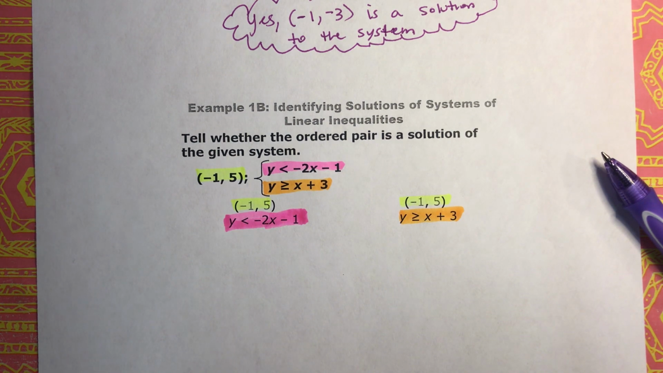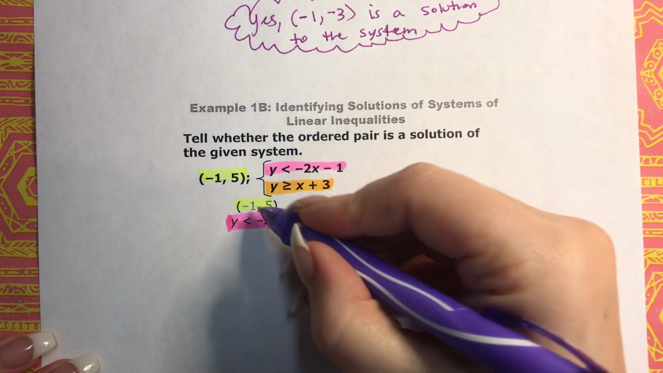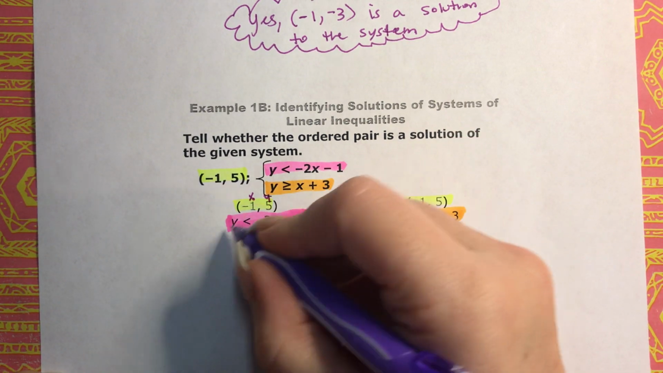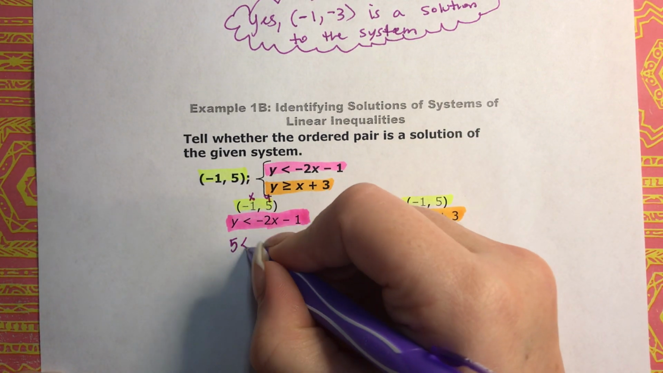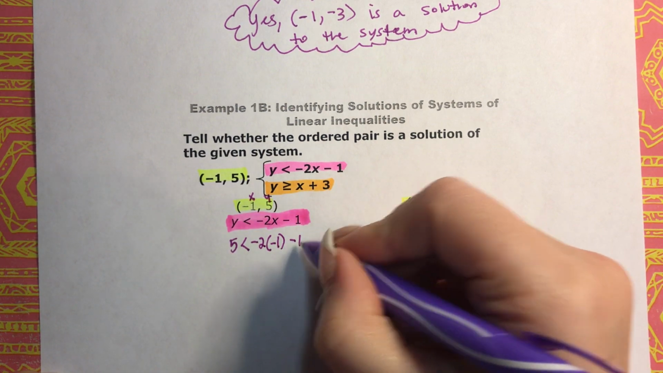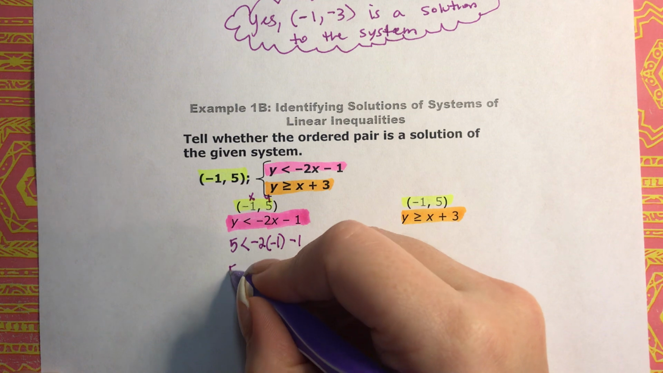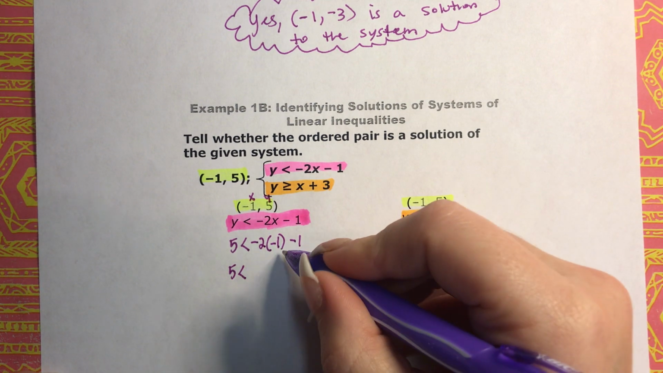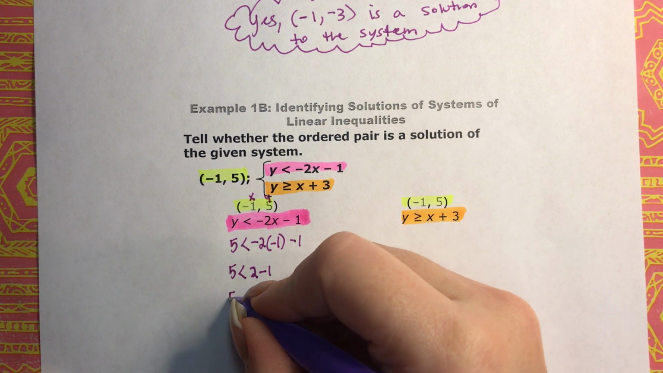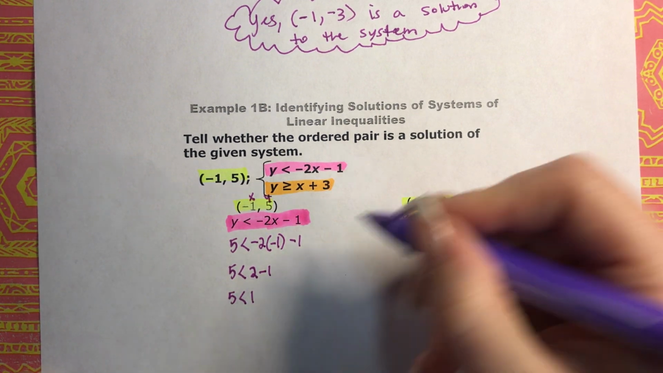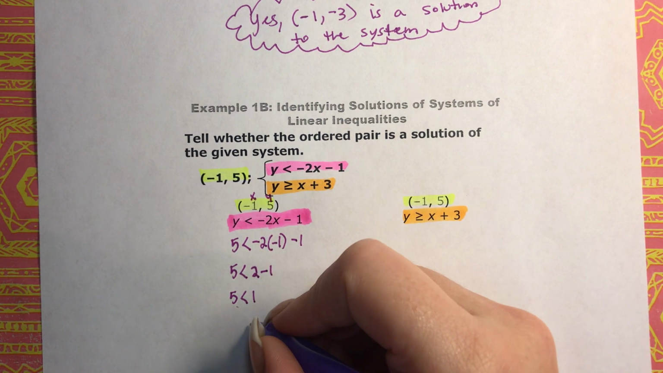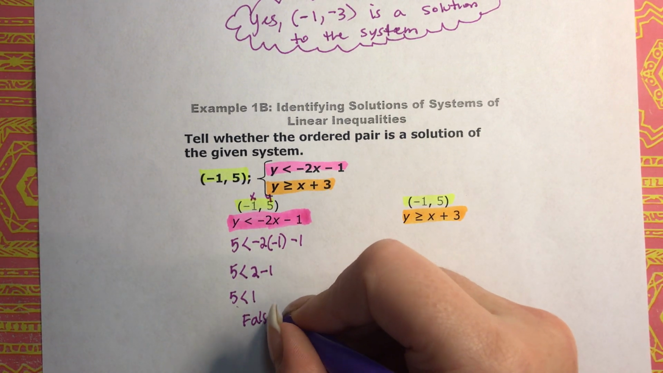Perfect. Okay. So this is my x, this is my y. I'm going to substitute those values in. So instead of y, I'm going to write 5. Negative 2x is negative 1 minus 1, right? And then we're just going to finish it. Negative times a negative is a positive. Then we just simplify. 2 minus 1 is 1. Is 5 less than 1? No, it's not. This is a false statement.